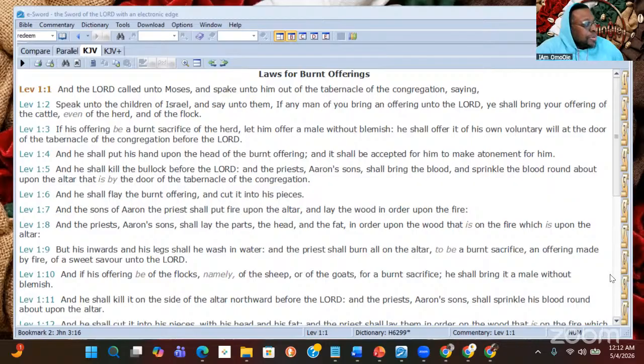And he shall put his hand upon the head of the burnt offering, and it shall be accepted for him to make atonement for him. And he shall kill the bullock before Jehovah, and the priests, Aaron's sons, shall bring the blood and sprinkle the blood round about upon the altar that is by the door of the tabernacle of the congregation. And he shall flay or spread the burnt offering and cut it into his pieces. And the sons of Aharone, the priest, shall put fire upon the altar and lay the wood in order upon the fire.